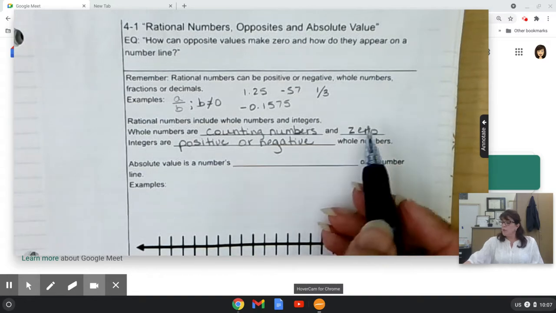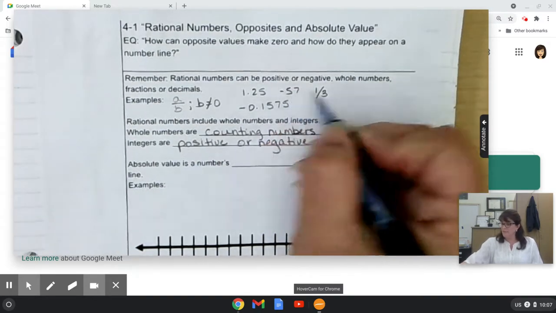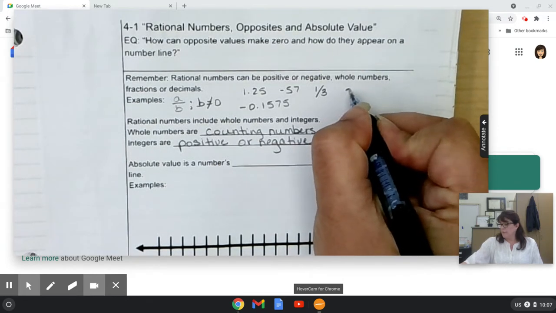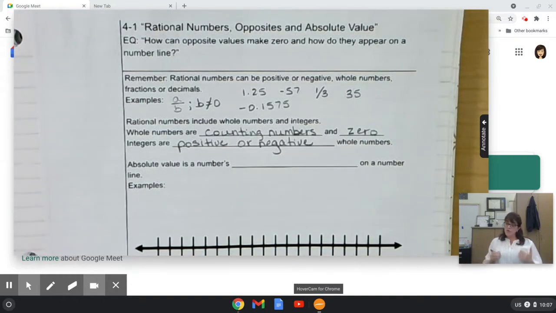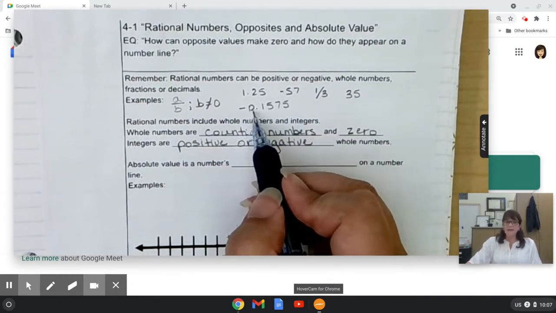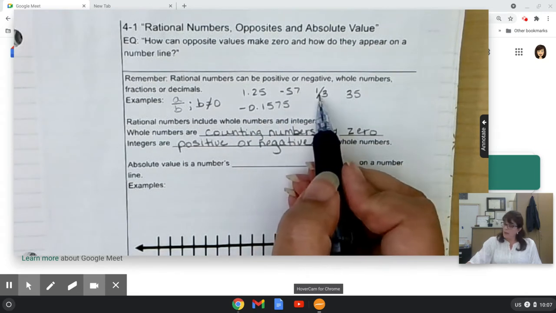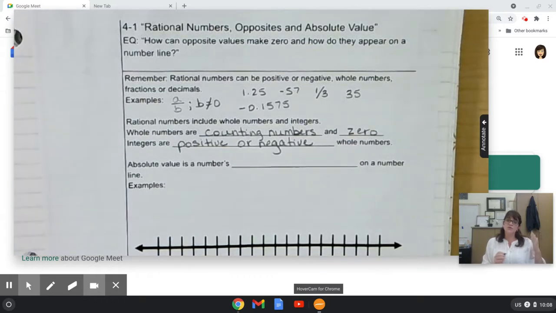So we're going to deal not only with integers, things like negative 57 and positive 35, but we're also going to deal with the remaining rational numbers, negative and a decimal, positive and a fraction. We're not going to limit ourselves to just integers.